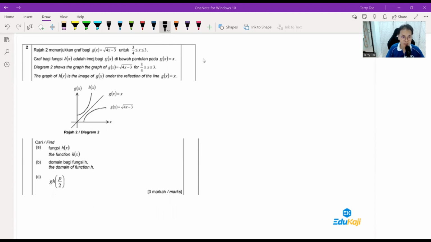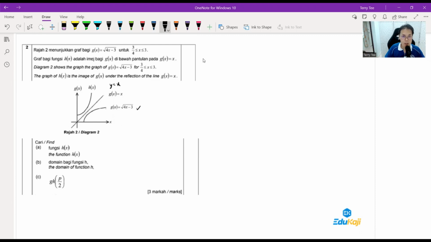But here, because there's a g(x) here, this is g(x) here, this is g(x) here. So normally we just say it's y, right? So anyhow, we need to find h(x). So h(x), when you reflect in the line y equals x, we know that h(x) is the inverse of g(x). When you inverse a function graphically, the inverse function is a reflection of the original function in the line y equals x.